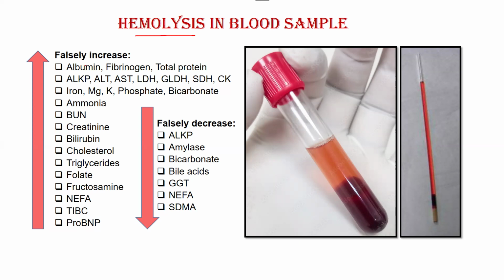As far as hemolysis is concerned, albumin, fibrinogen, total protein, all of the liver enzymes, then iron, magnesium, potassium, phosphate, bicarbonate, ammonia, BUN, creatinine, bilirubin, cholesterol, triglycerides, folate, fructosamine, non-esterified fatty acid, total iron binding capacity, then pro-BNP, all of these are going to be falsely increased. And what is going to be falsely decreased? ALKP, amylase, bicarbonate, bile acid, GGT, NEFA, and SDMA. So you can also see that ALKP can be decreased or can be increased. So hemolysis has an effect on all of these tests.